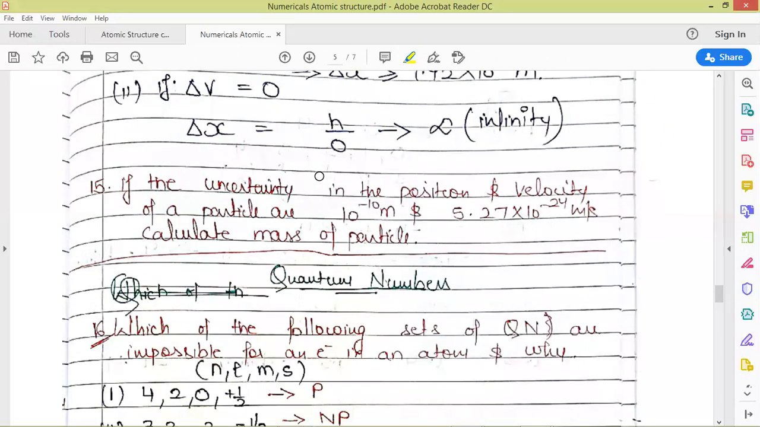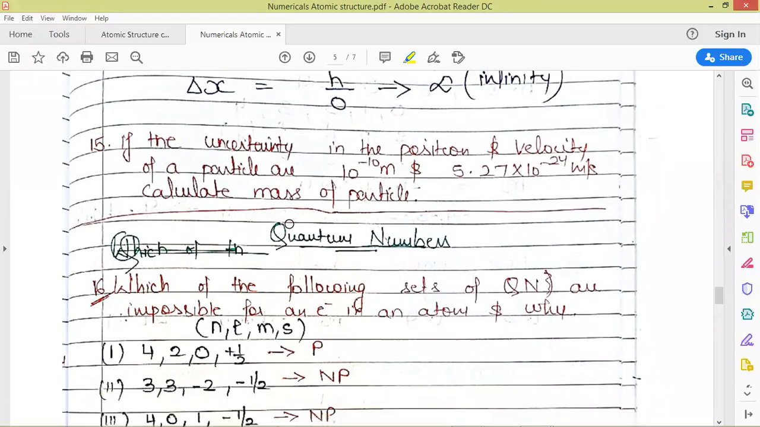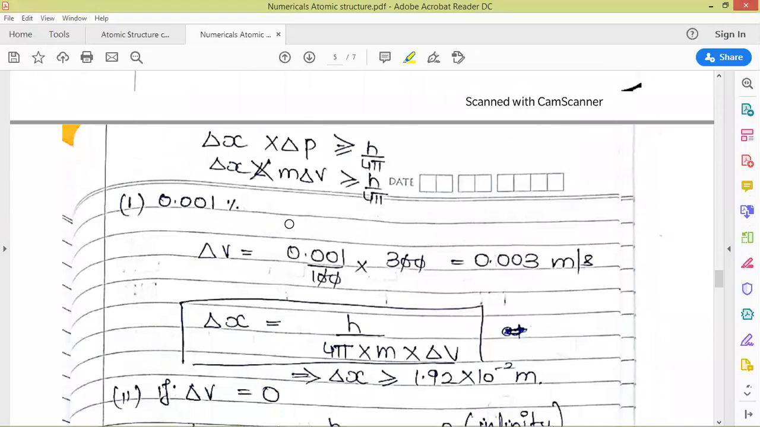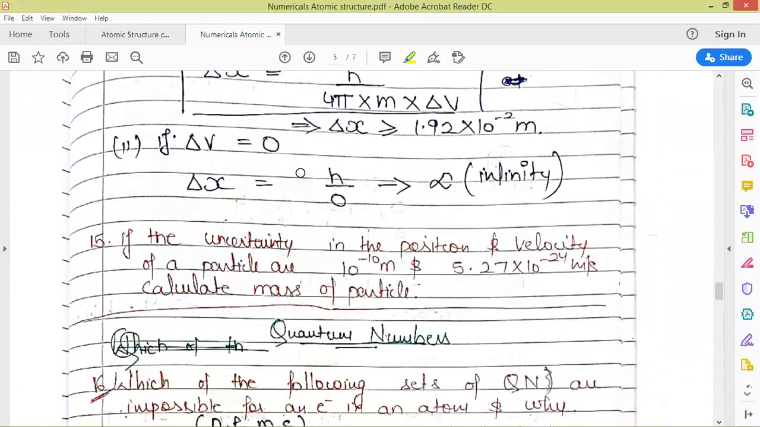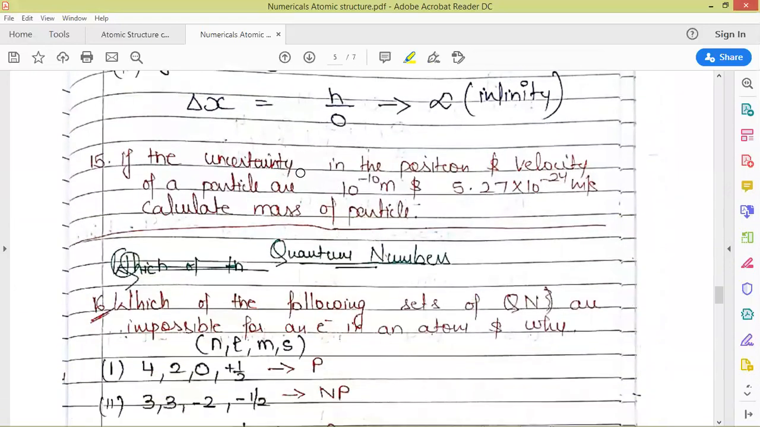Next question is, if the uncertainties in the position and velocity of a particle are, so both the uncertainties in position and velocity are given to you, you have to calculate the mass of the particle. So you'll use the relation delta x into m delta v. You are given the values of delta x and delta v. You know the value h upon 4 pi, and you have to calculate mass from this equation. Just take care of the units. Units are very important to be taken care of.